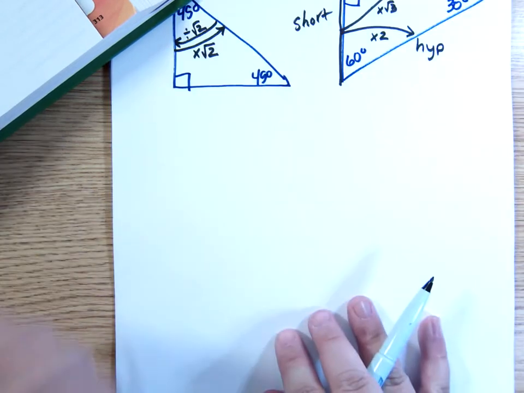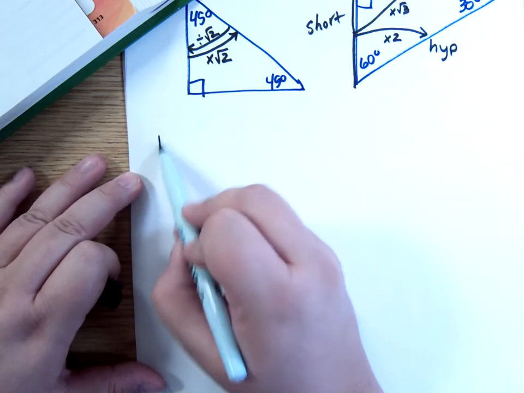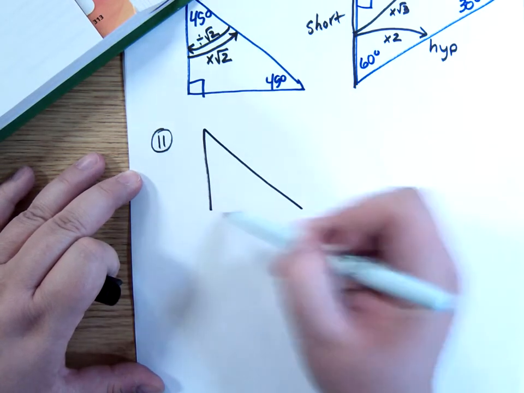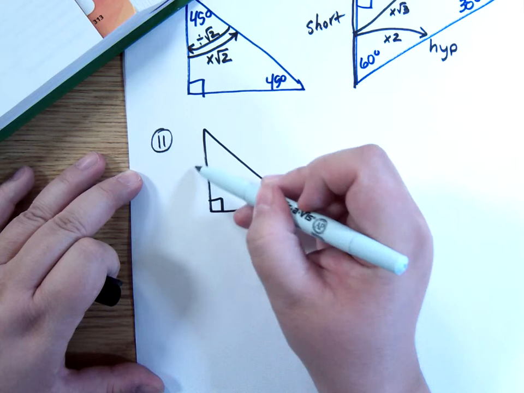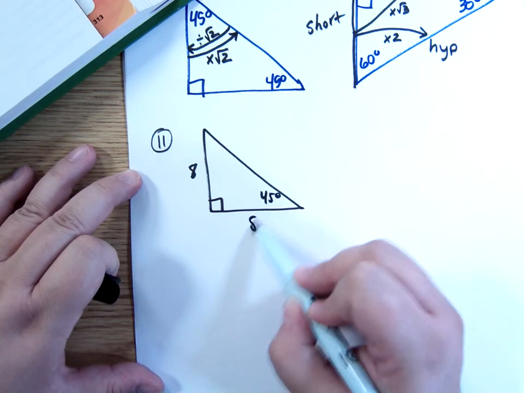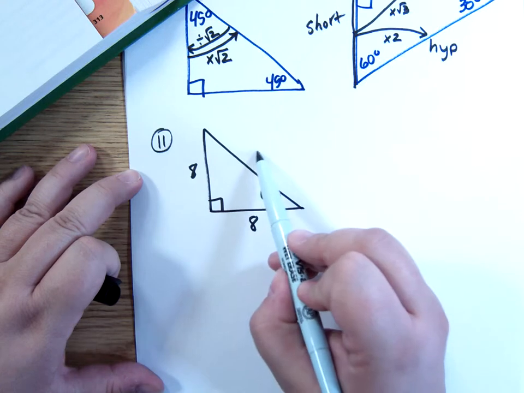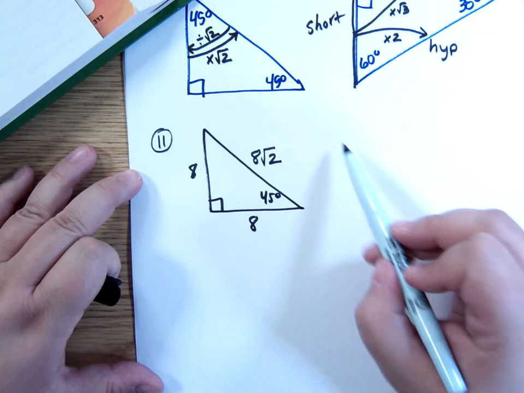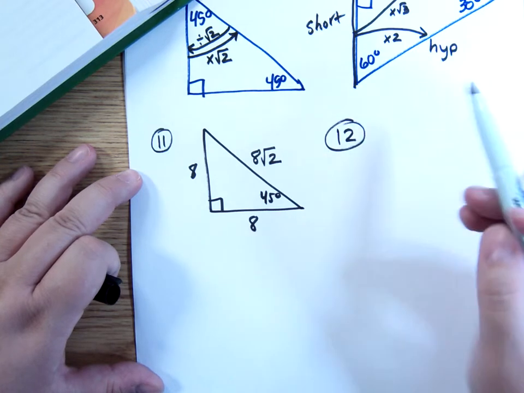So looking at number 11, that one is a 45, 45, 90. The 8, which is what I'm given, that's a leg. If I know one leg, then I automatically know the other leg. This is 8 also. And this is the leg times square root of 2. Number 12, that's also a 45, 45, 90.